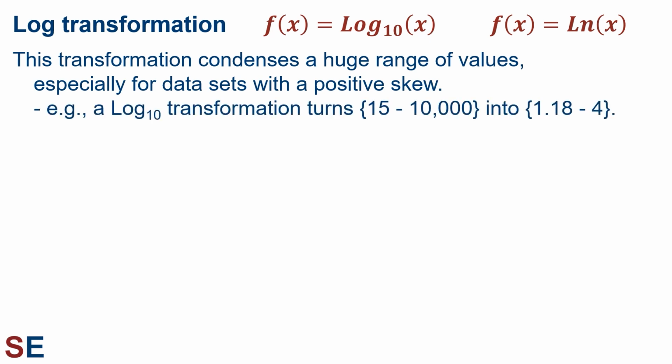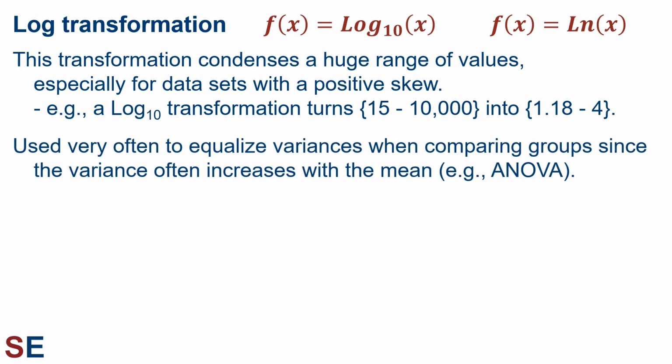For example, a log base 10 transformation turns a set of numbers in the range from 15 to 10,000 into a range of values from 1.18 to 4. Note that 10,000 is 10 to the 4th power, which is why the transformed value of 10,000 is 4. Because of this reducing property, the log transformation is used very often to equalize variances when comparing groups, since the variance often increases with the mean. For example, the ANOVA requires equal variances, yet is used to test for differences between means. If the means are genuinely different, then the variances may therefore differ as well, so a transformation like this one equalizes the variances and allows us to do the ANOVA.